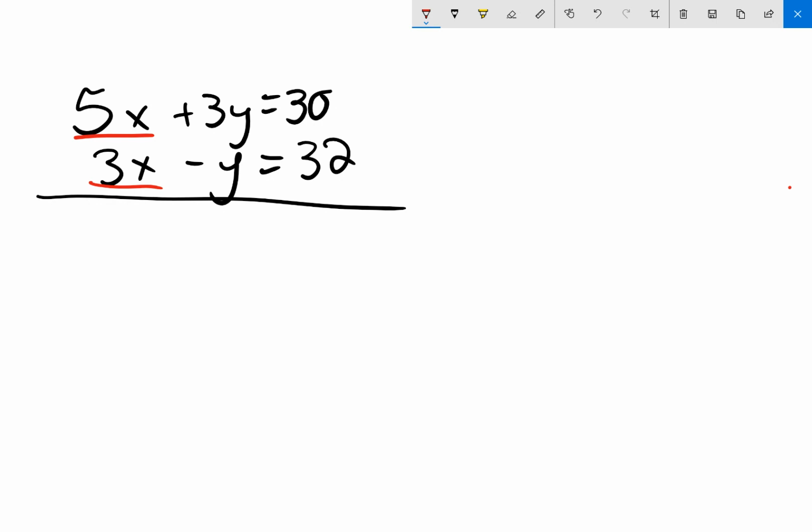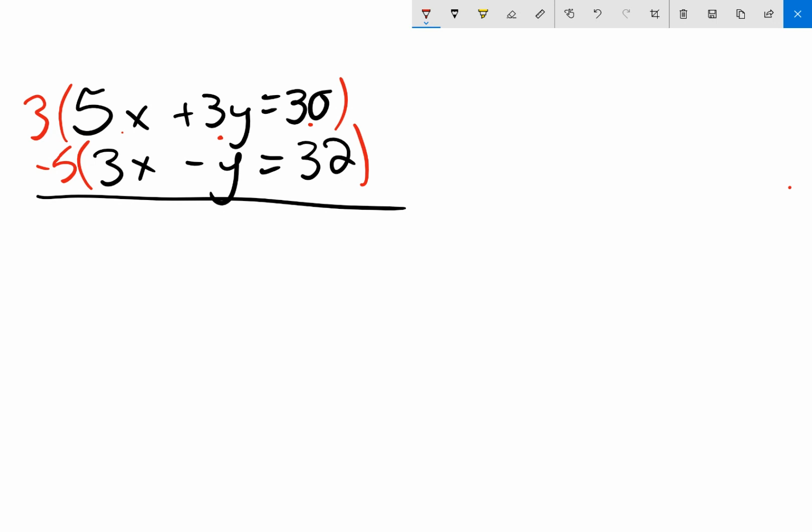So, how am I going to make the top 5x into 15x? Well, I'd have to multiply it by 3, right? 3 times 5 would make 15x. The catch is I have to multiply that 3 with all of these terms here, and we'll do that in a moment. But let's focus our attention on the second equation now. If I want this to be negative 15x, then what do I need to multiply it by? I'll have to multiply it by negative 5, because negative 5 times 3 would be negative 15x.